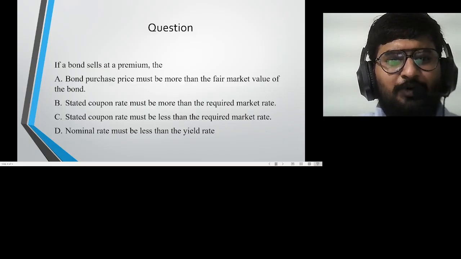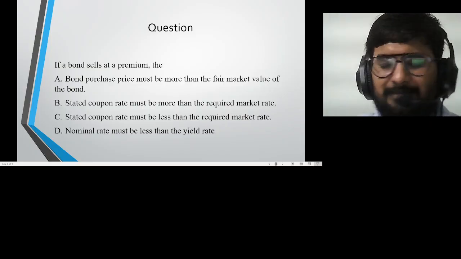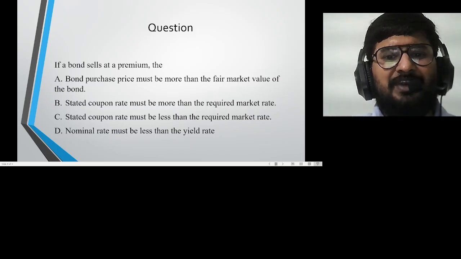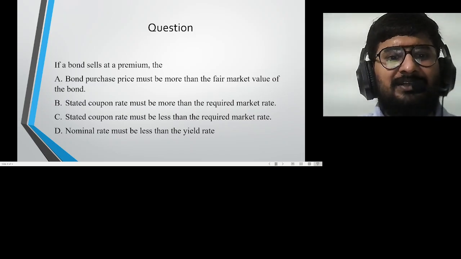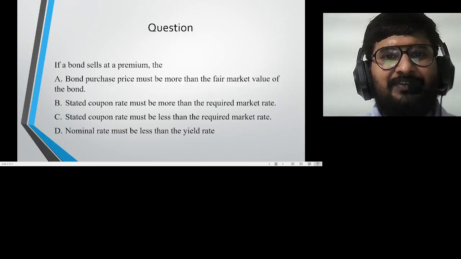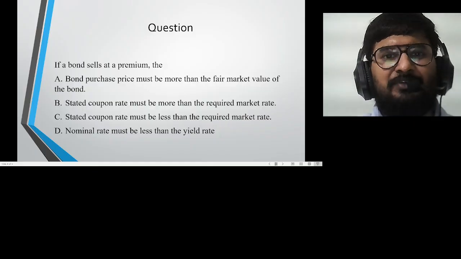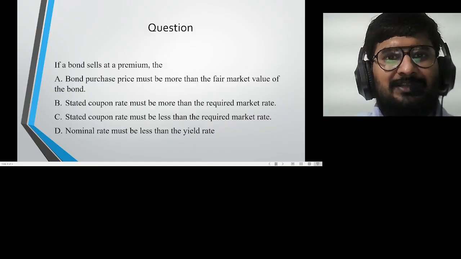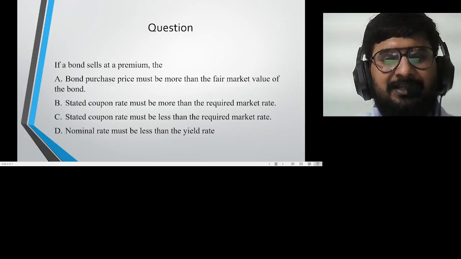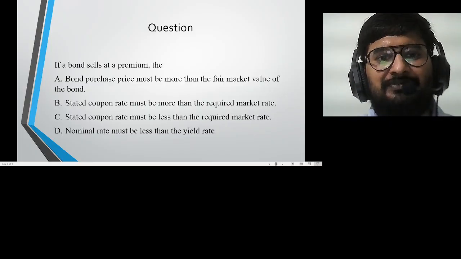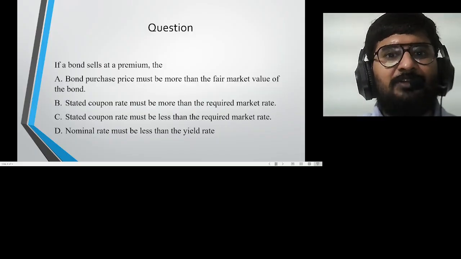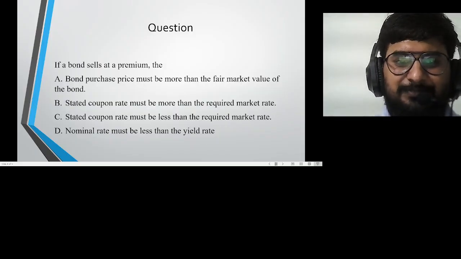C. Stated coupon rate must be less than the required market rate. No. If coupon rate is less than the required market rate, then the bond will sell at a discount. So if you are offering 6%, the market is offering 7%, the bond will sell at a discount. D. Nominal rate, that is another name for coupon rate, is less than the yield rate, another name for market rate. Again, if nominal rate, that is coupon rate, is less than the yield rate, 6% less than 7%, the bond will sell at a discount, not at a premium. So B is your answer here.